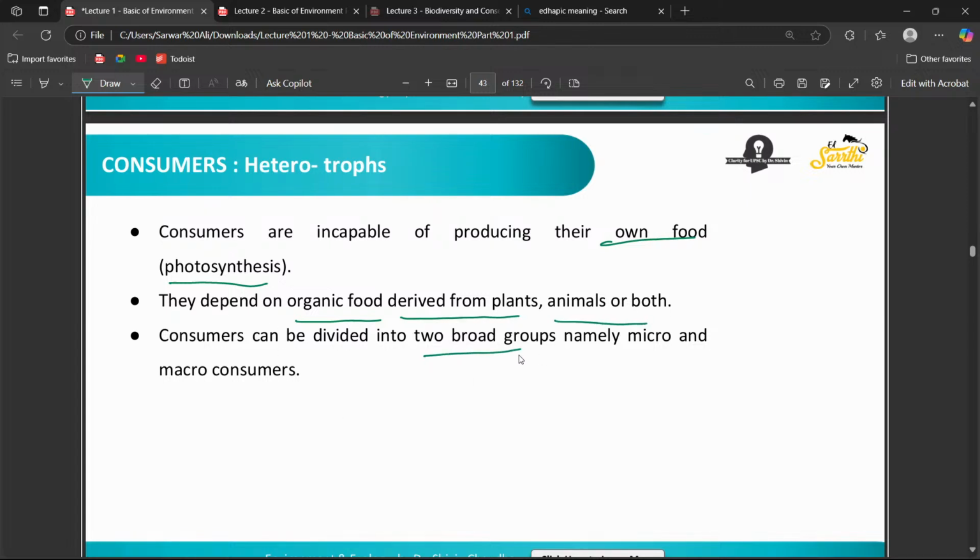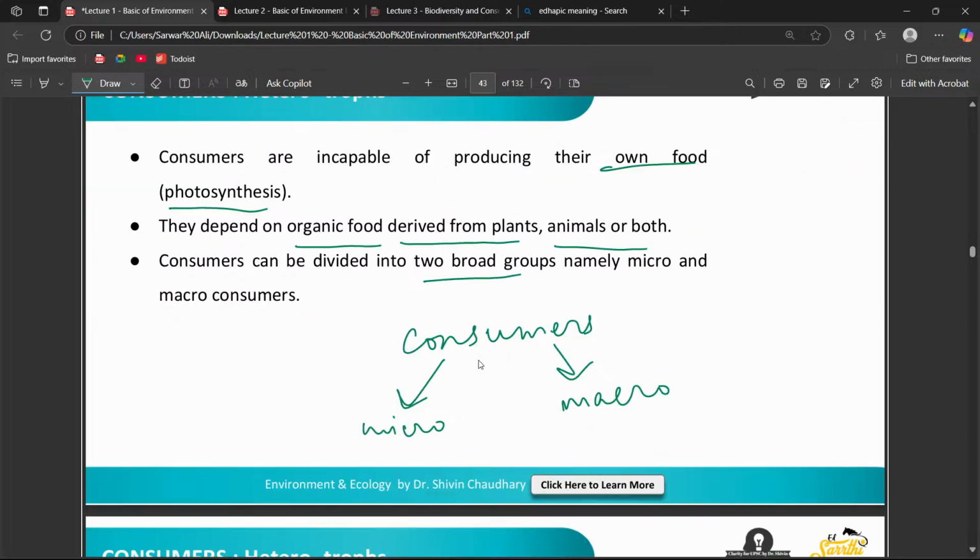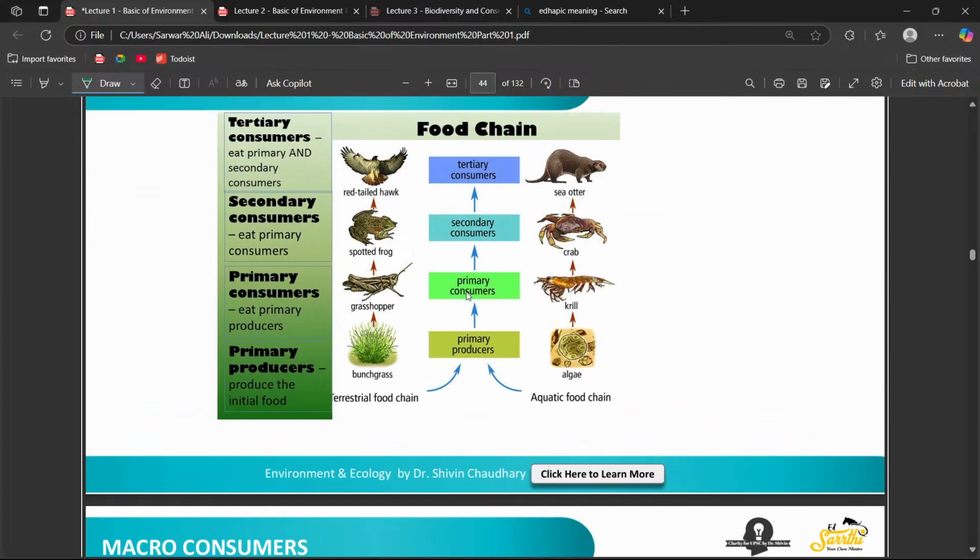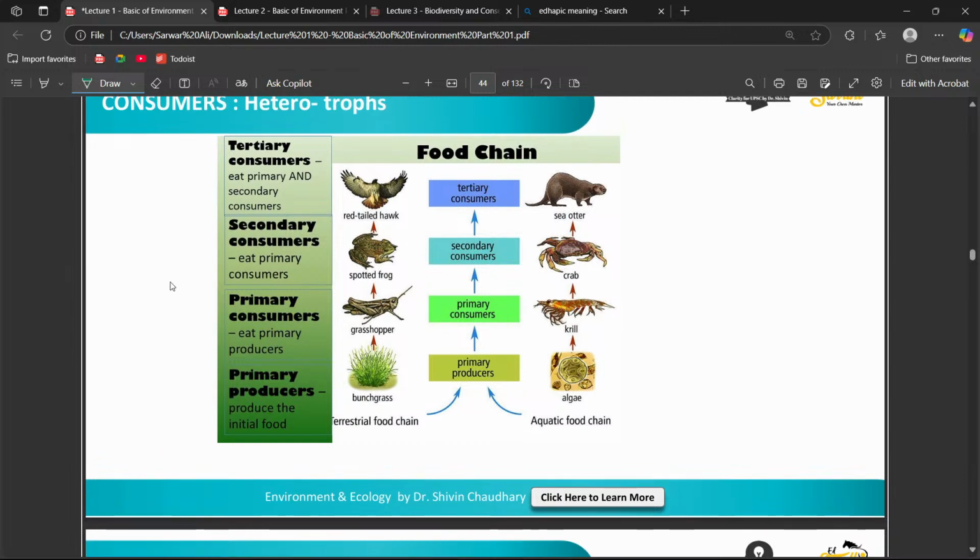Consumers can be divided into two broad groups: micro and macro. We'll see this quickly and then we'll take a break. There are tertiary consumers, secondary consumers, and primary consumers. Primary producers are creating the food, right? The initial food. Then it is consumed by grasshopper and krill. Secondary consumers will eat the primary consumers, and tertiary consumers will eat the secondary consumers. That is how the food chain works.